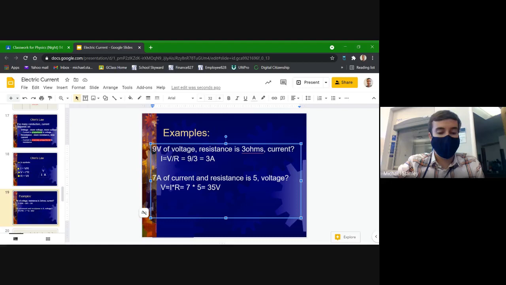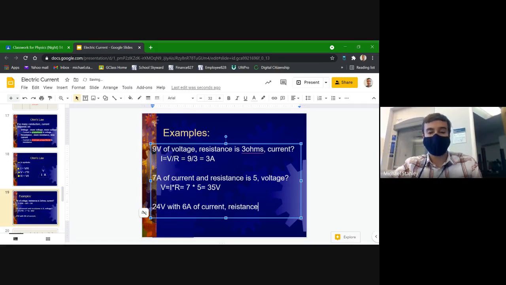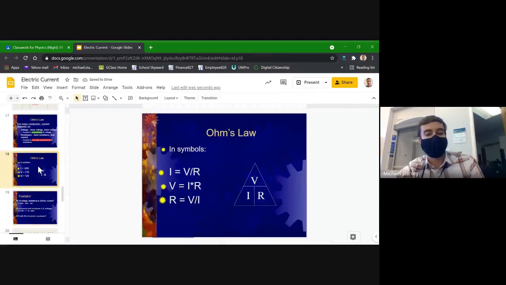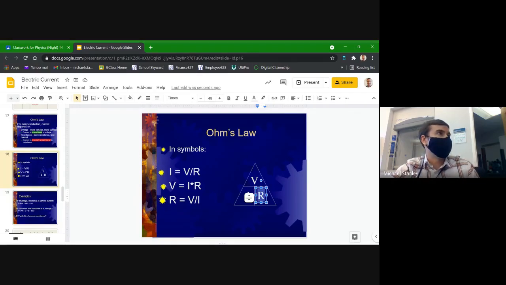And then finally, we know that we have 24 volts hooked up to a system that is pushing 6 amps of current. What sort of resistance do we have in that system? Well, we can go back to our Ohm's law and see that if we want to know what resistance is, that means we have to do volts divided by current.